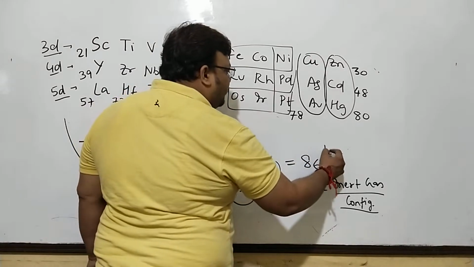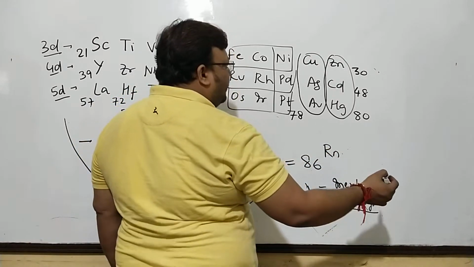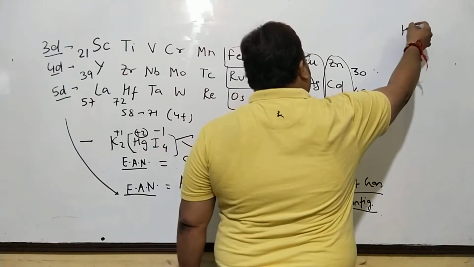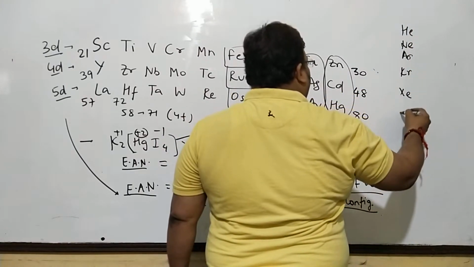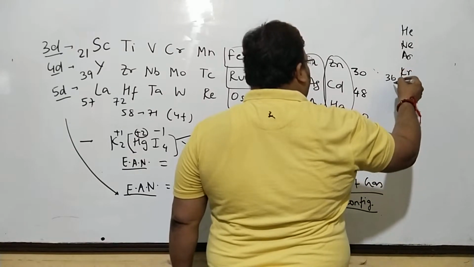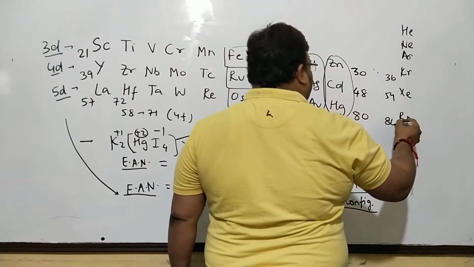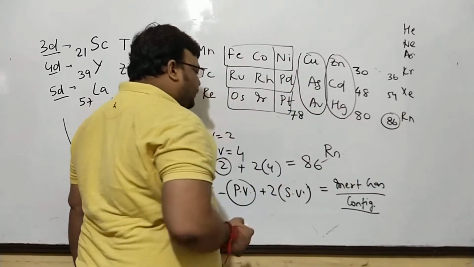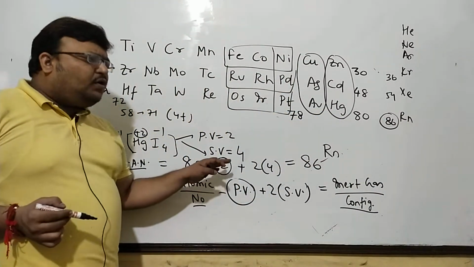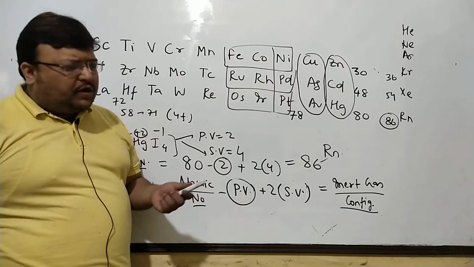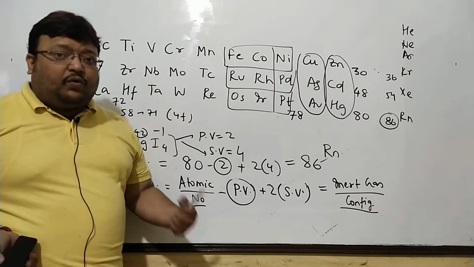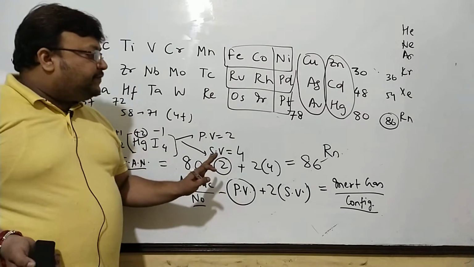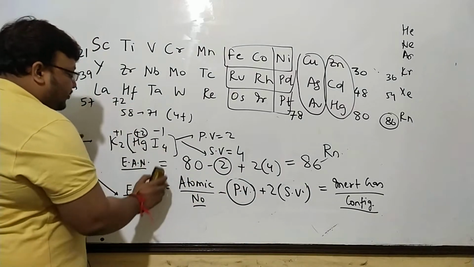Now 86 is for radon. Somewhere here: helium, neon, argon, krypton, xenon, radon. So this is 36, this is 54, this is 86. 86 is for radon. So this is going to work for so many complexes. I told you this theory will have a period of glory, and there are questions from this topic. It explains the formation of complexes.